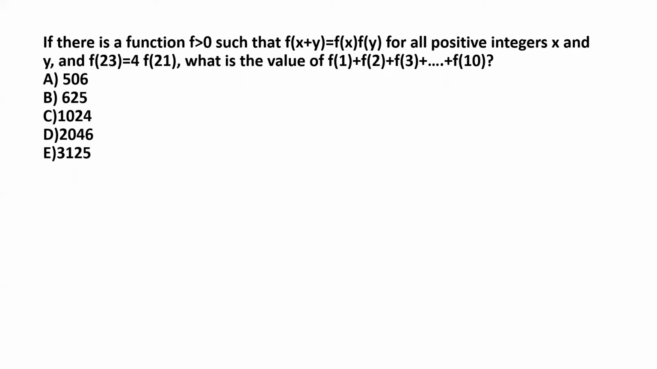If there is a function f greater than 0 such that f(x plus y) is equal to f(x) multiplied by f(y) for all positive integers x and y, and given f(23) is 4 times f(21), what is the value of f(1) plus f(2) plus f(3) and all the way till f(10)? This is a multiple choice question, so we have 5 options and we have to pick the right choice.